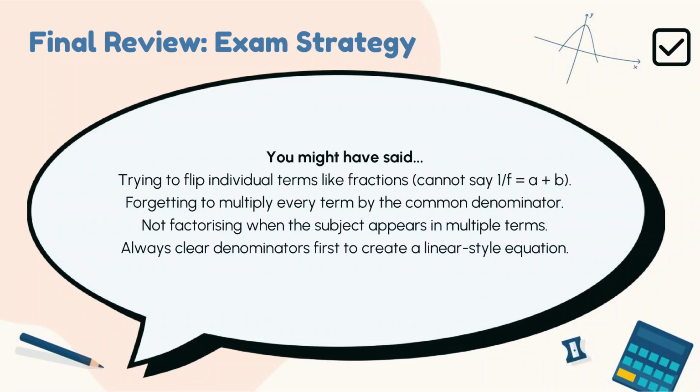You might have said that one dangerous mistake is trying to flip individual terms. For example, you cannot say that if f = 1/a + 1/b, then 1/f = a + b. That does not work. Another common mistake is forgetting to multiply every term by the common denominator. Students may also forget to factorise if the subject appears in multiple terms. A safer strategy is to clear denominators first. That turns the formula into something more like a linear equation, which is much easier to rearrange.